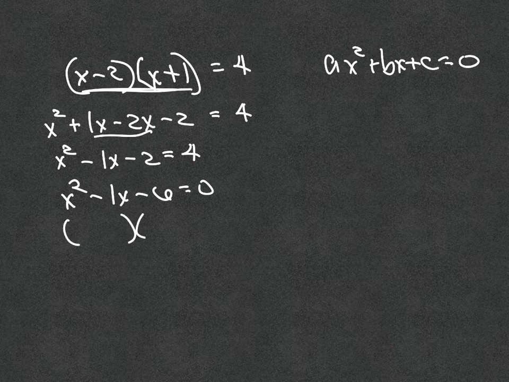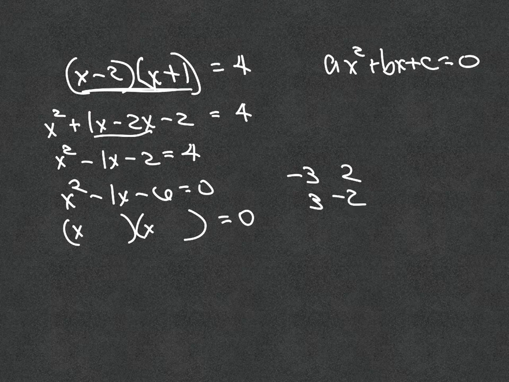Now I can make my parentheses and make that equal to 0. I put an x here and an x here. Two numbers multiplied together that give me -6, added give me a -1. So I know that it's 3 and 2. Those multiply together to give me -6. So -3 times 2, or 3 times -2. And I have to figure out which one it is, because they both give me -6.